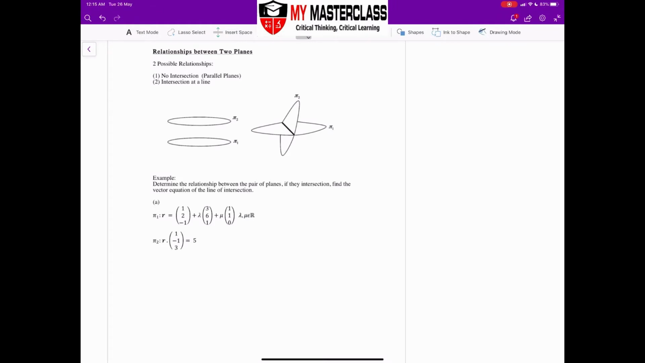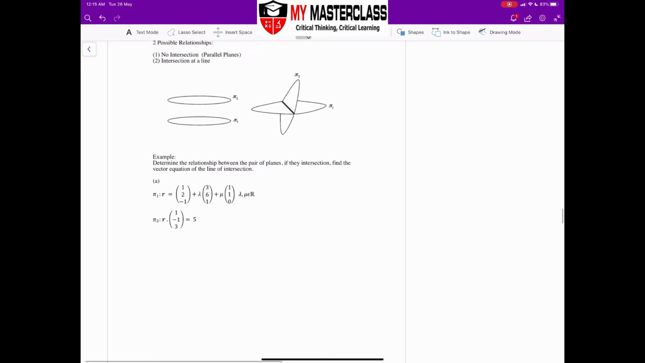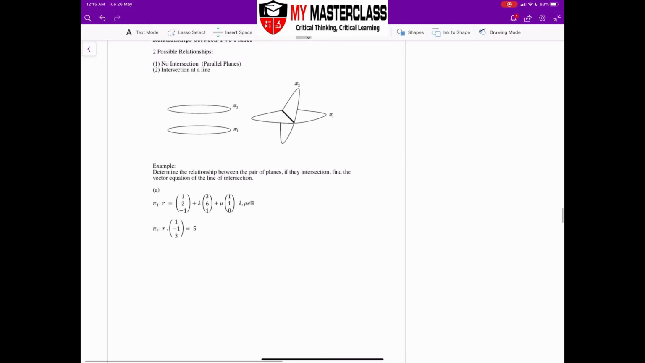Okay, the next part over here, we're going to talk about the relationship between two planes. For the relationship between two planes, essentially we have only two kinds of relationship. One, plane 1 and plane 2 are parallel. Number 2, they're going to intersect at a line. So this one is no intersection, they are parallel planes. Then number 2, they're going to intersect at a line.